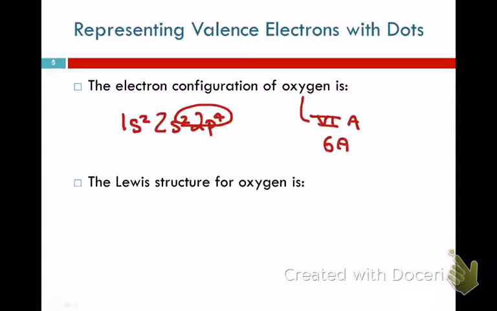So this is how we do the Lewis structure for oxygen atoms, not the molecule. So I'm going to put a little note here. This is for the atom. Okay. You draw an O for the oxygen, and you put dots around it.